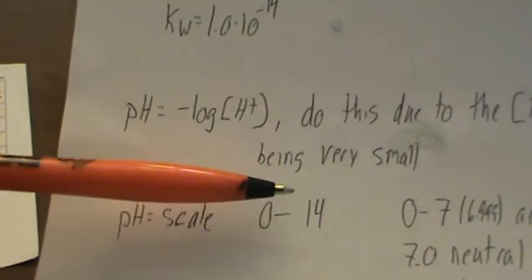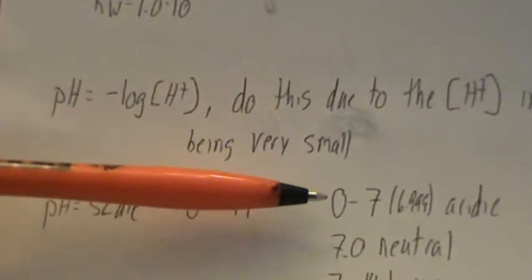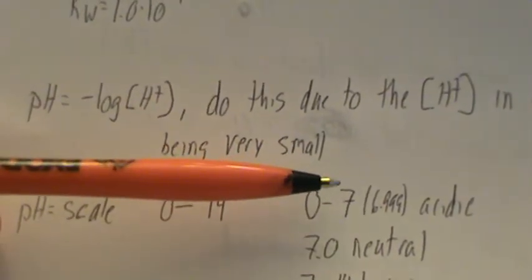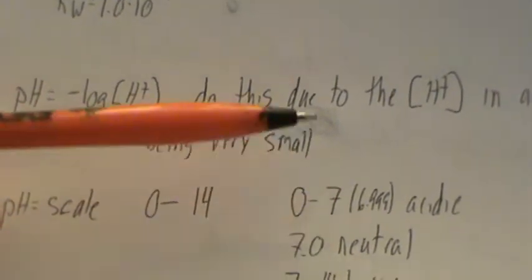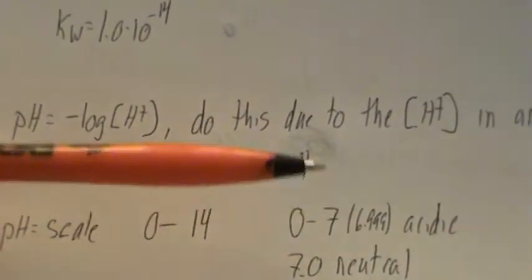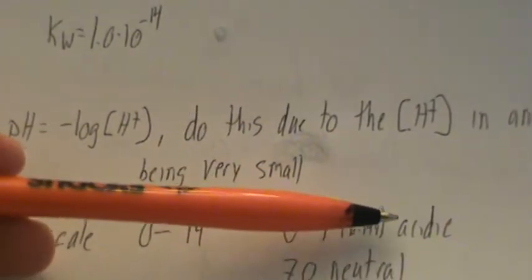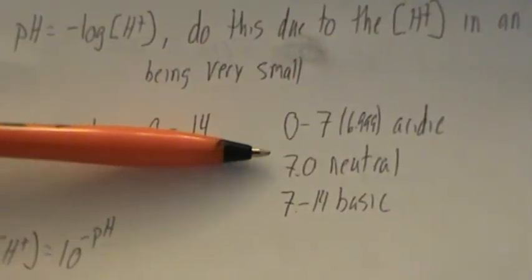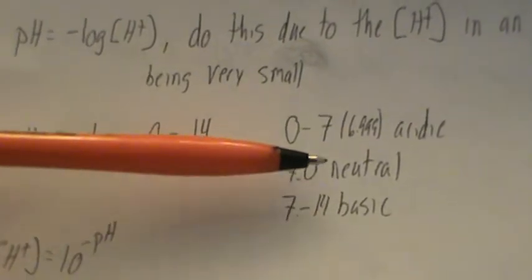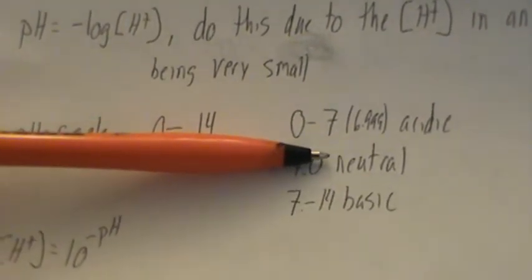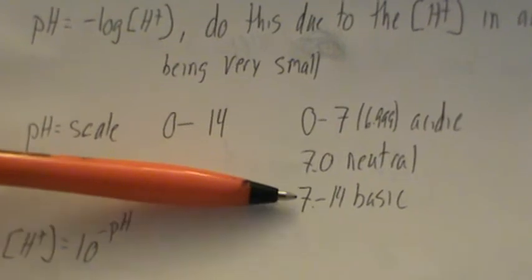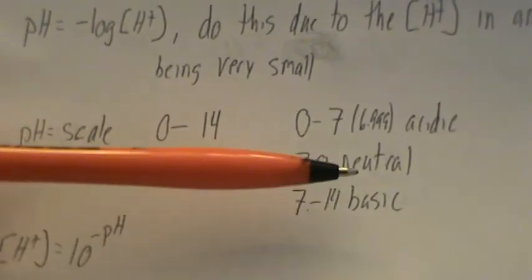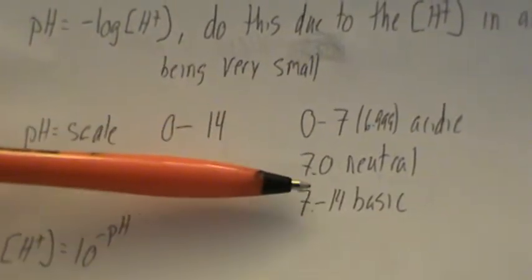Now, the pH is a scale. It ranges from 0 to 14. From 0 right up until 7, not including 7, so we can be at 6.9999999 and still not be right at 7, solutions are going to be acidic. Right at 7, and 7 only, 7.0, it's considered to be neutral. Anything higher than 7, so we can be 7.1 all the way up to 14, and it's going to be basic.